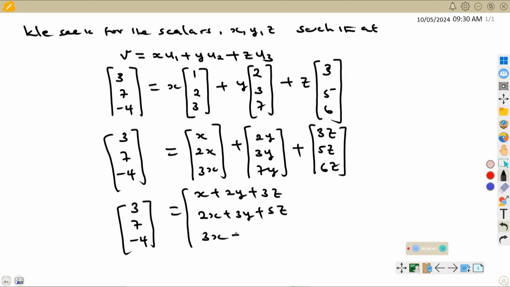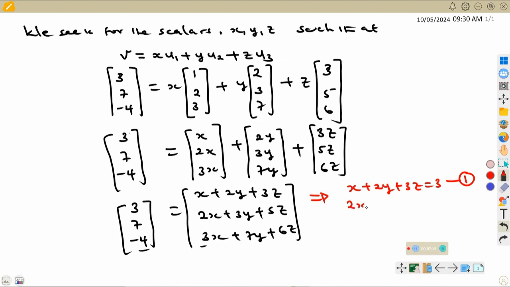Lastly, it will be 3x plus 7y plus 6z. This is what we have. If you remember very well, if you are equating this to this, for example in matrices, for this to be equal to this, then the corresponding entries must also be equal. And for that case, this will give us x plus 2y plus 3z equaling 3. That will be equation number 1.